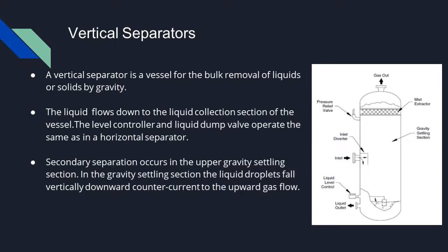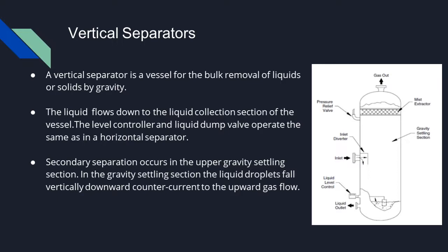How does the vertical separator actually work? Now I am going to explain this. The liquid flows down to the liquid collection section of the vessel. The level controller and the liquid dump valve operate the same as in the horizontal separator. Secondly, separation occurs in the settling section.